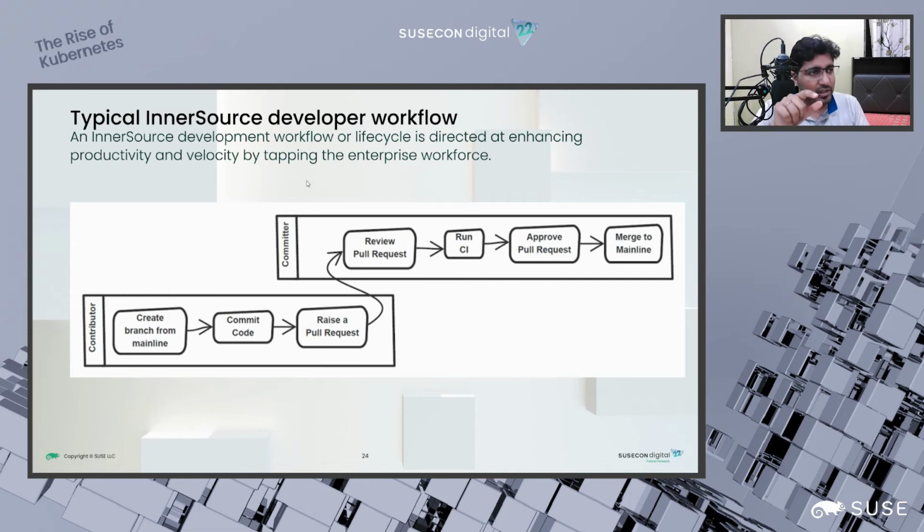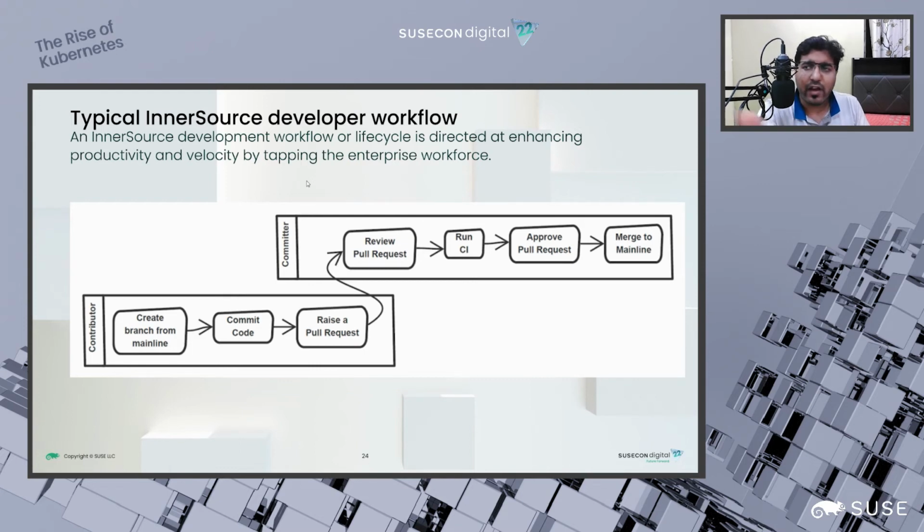If he sees that everything is okay, he will run the CI. If the CI is okay, the jobs are running, the unit tests have passed, then they will approve the pull request and it will merge to the main line. As simple as that. It is a very simple inner source workflow cycle. You can consider it a very simple development life cycle, but it gives a lot of ability because this contributor can be anybody.